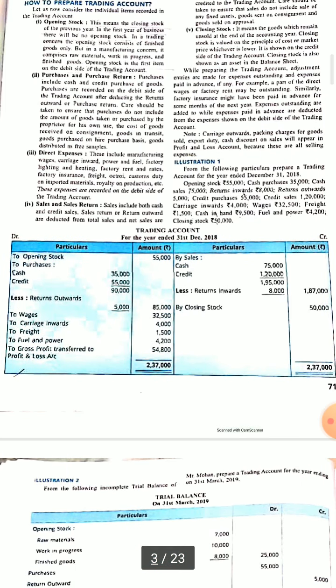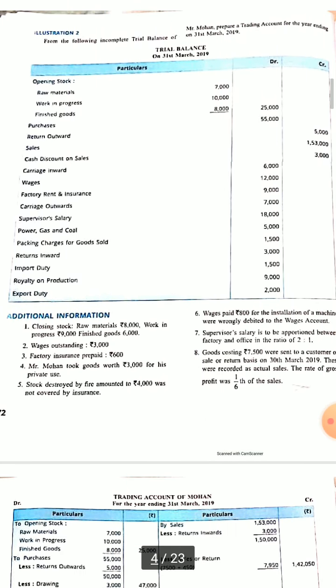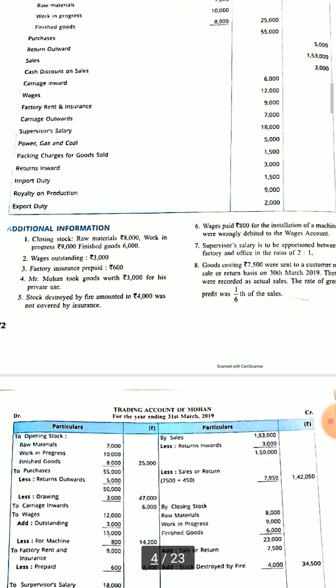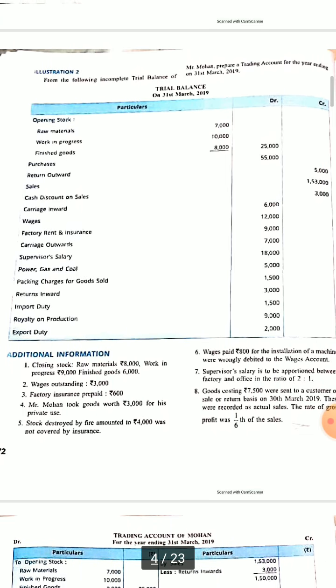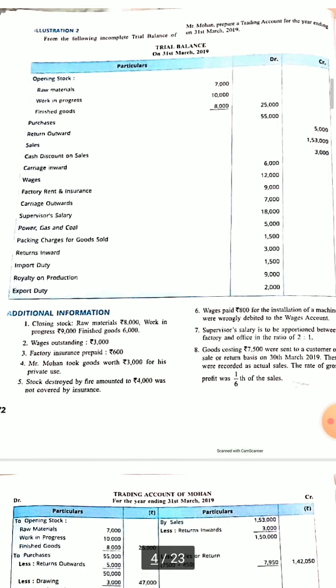Now you already know how to prepare it. I have already explained it. The trial balance is given, and from there you have to prepare the trading account. Whatever is written in the trial balance, whatever is relevant for the trading account, you will put here.